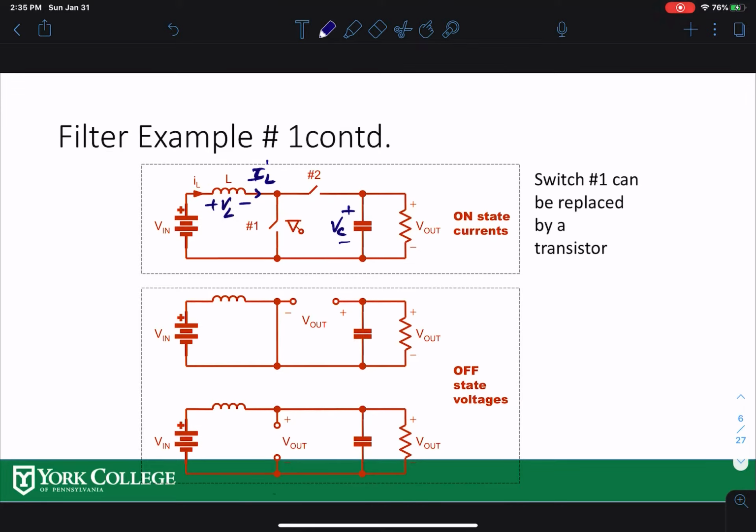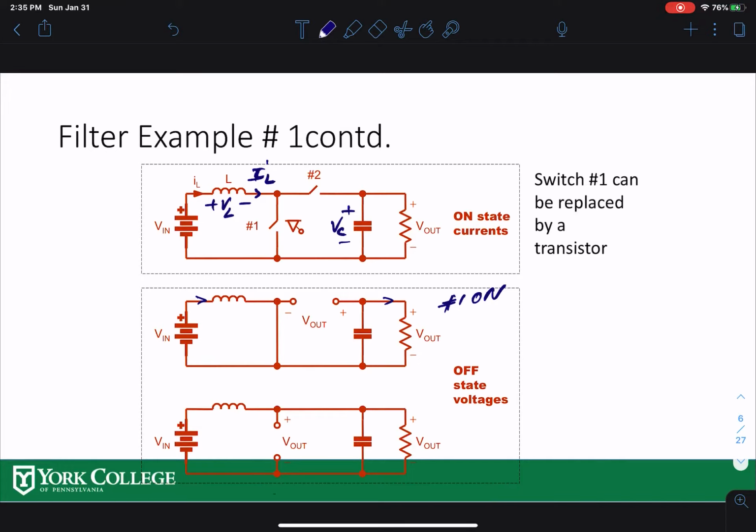When switch 1 is on, 2 is off. Then this is the circuit here. In this circuit, your inductor is getting the energy from the source, and your capacitor is supplying the voltage to the output. So when switch 1 is on, two things are happening: the inductor is charging, and the capacitor is discharging.